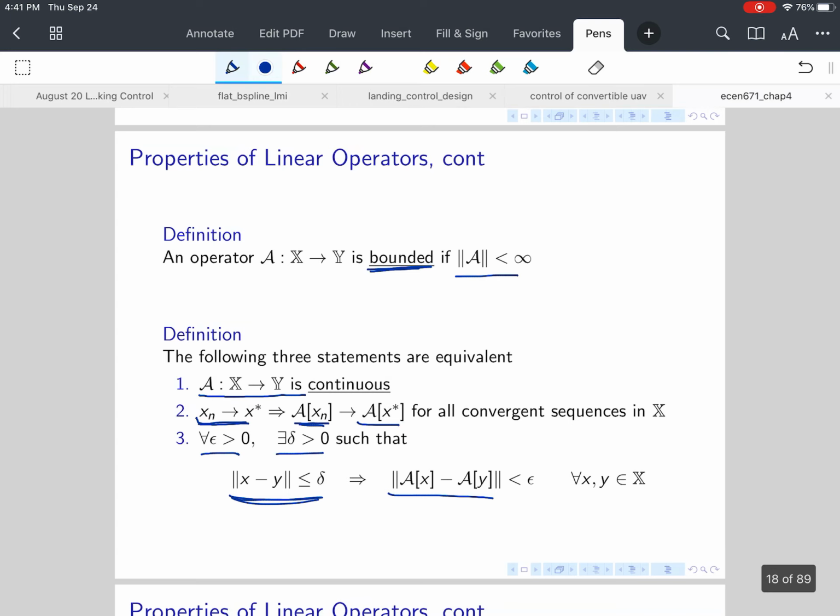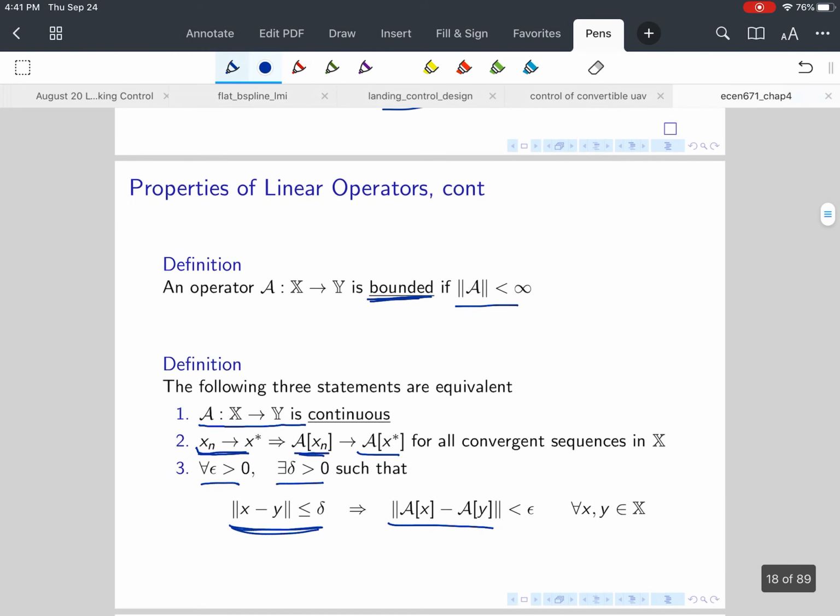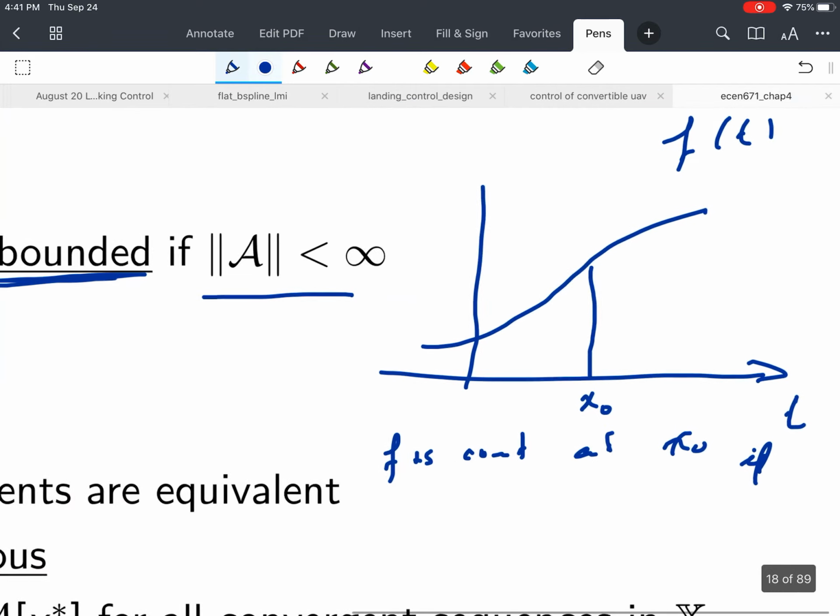This is the operator equivalent to defining continuity for continuous functions. So how do we define continuous functions? So here's t, and f of t. Remember, a function f is continuous at x naught if, how do we do it?